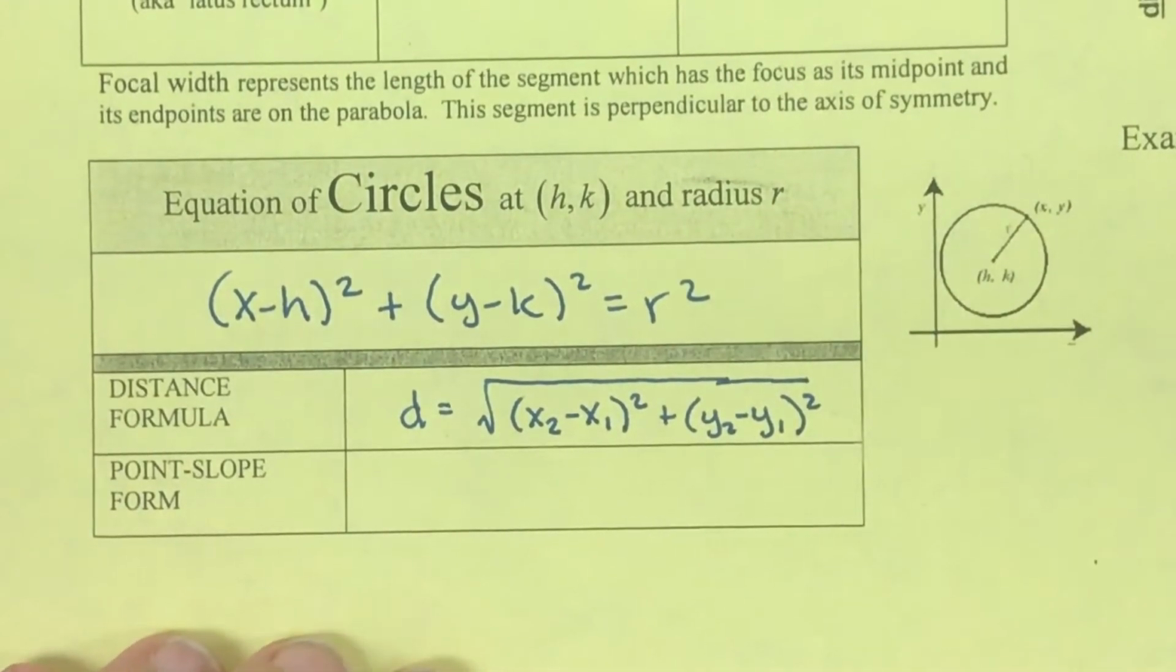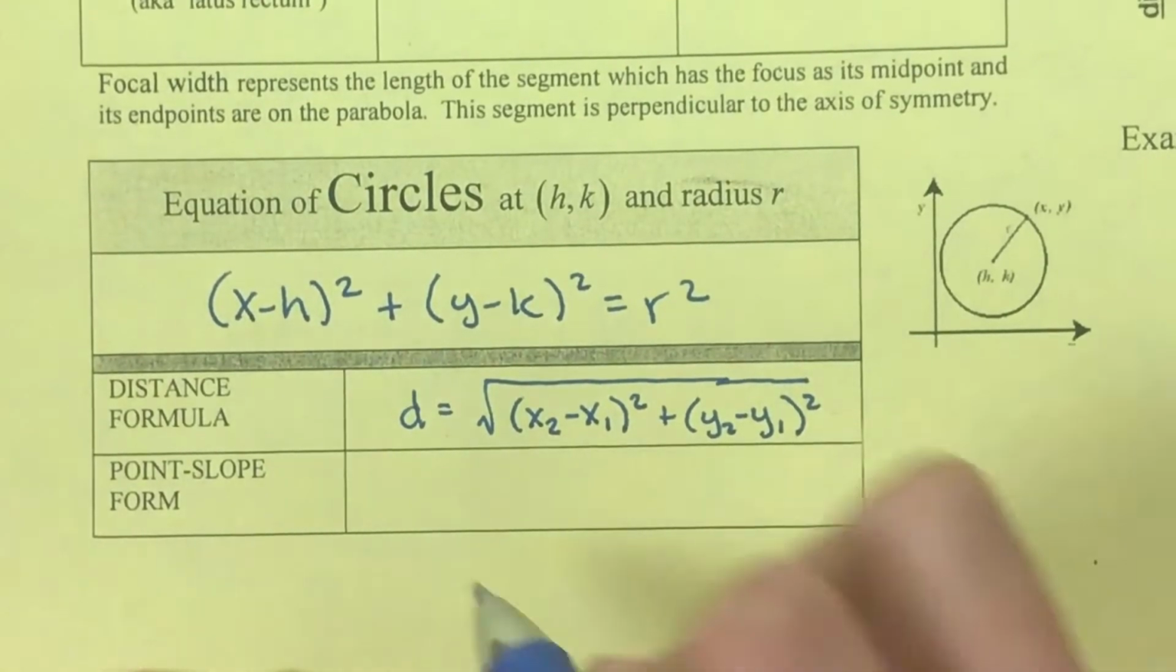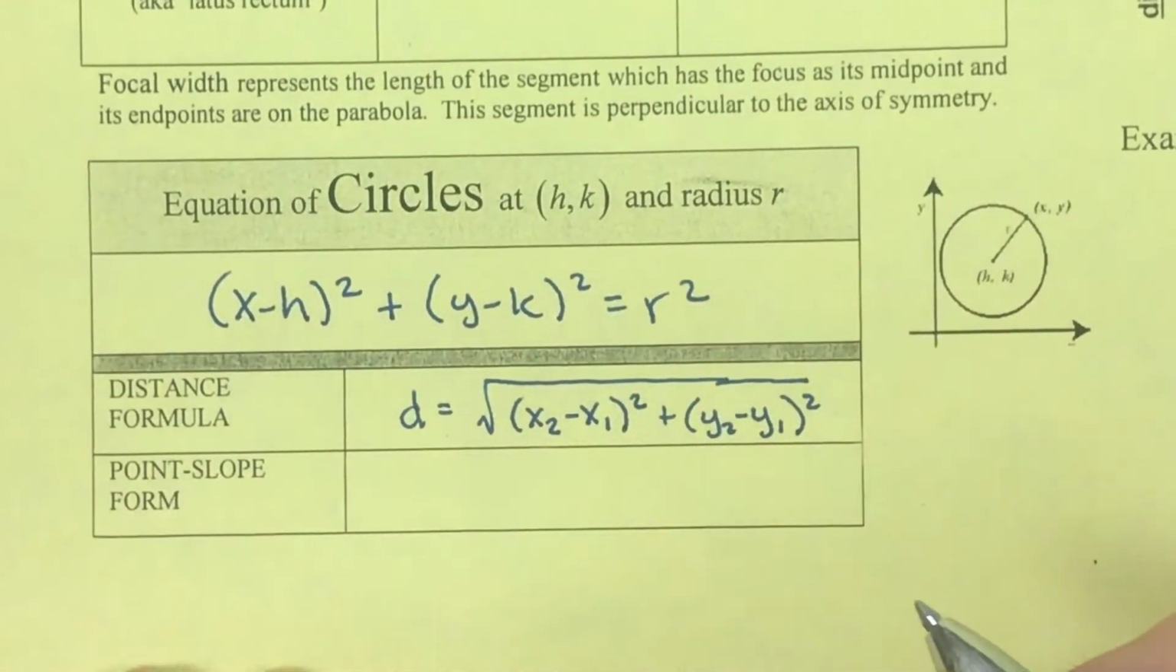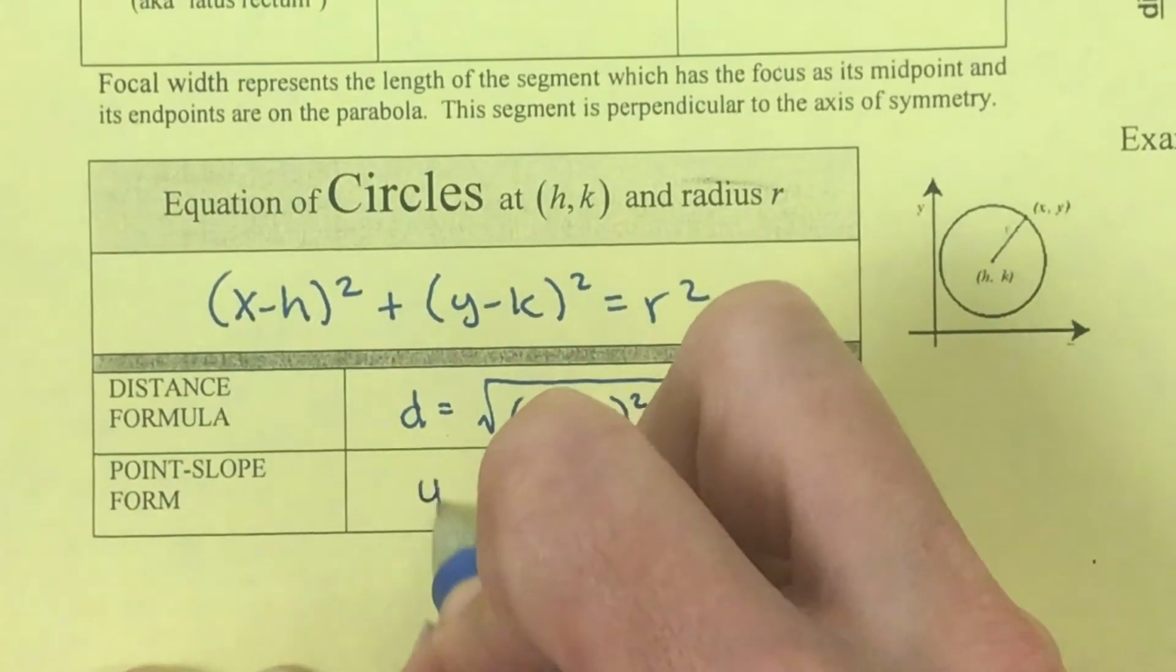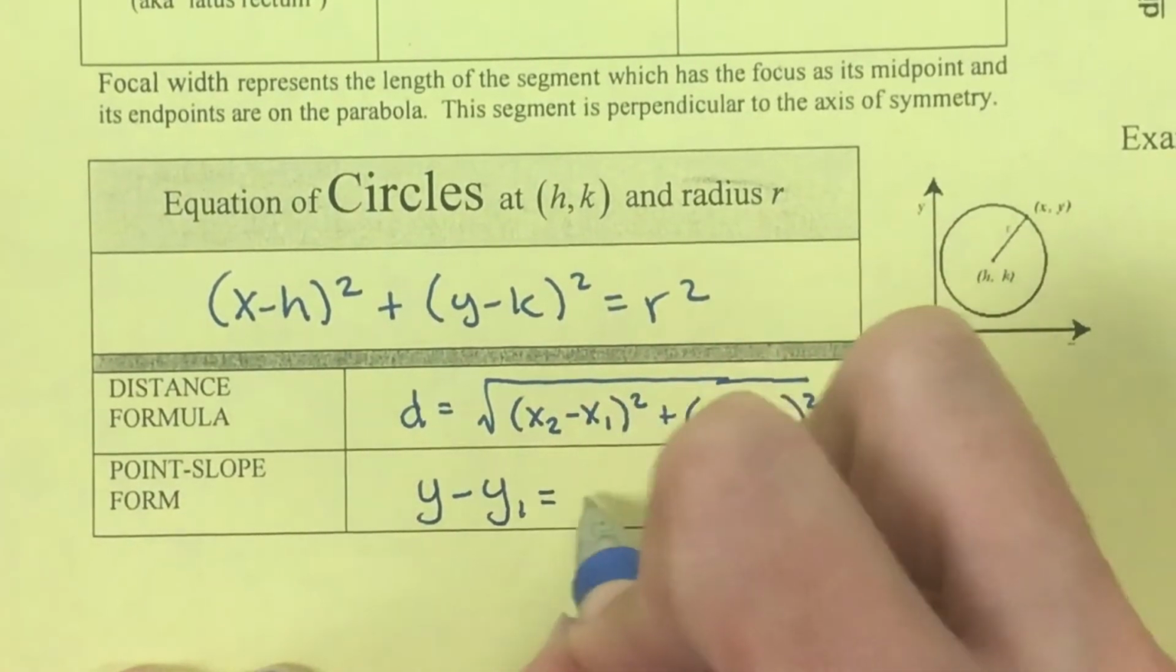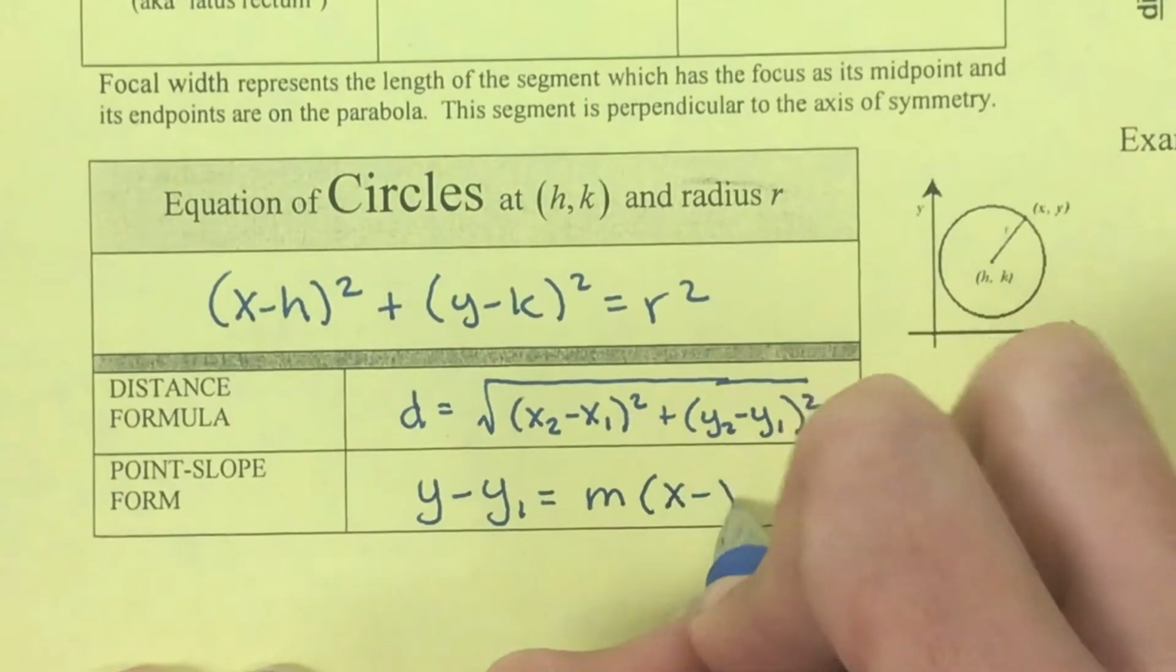And also the point-slope formula, which is the preferred formula we use in AP Calculus, preferred over the slope-intercept form. We like using y minus y sub 1 equals m times (x minus x sub 1).